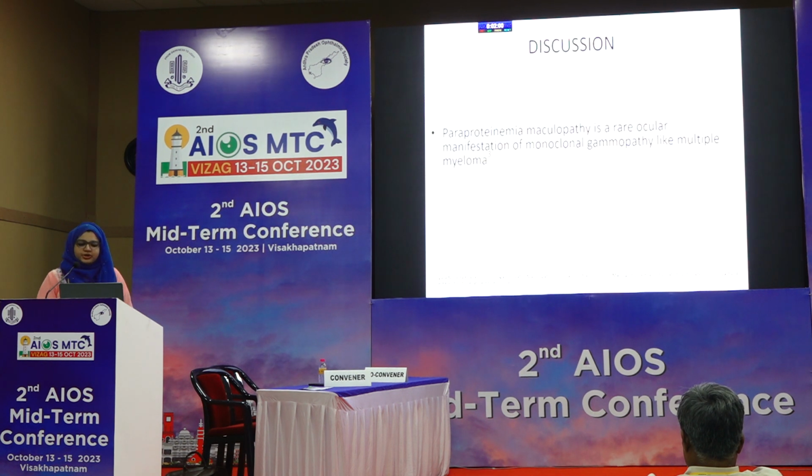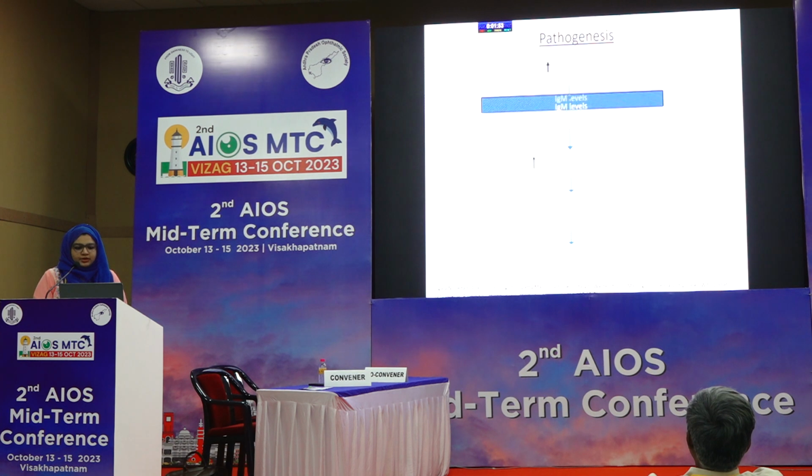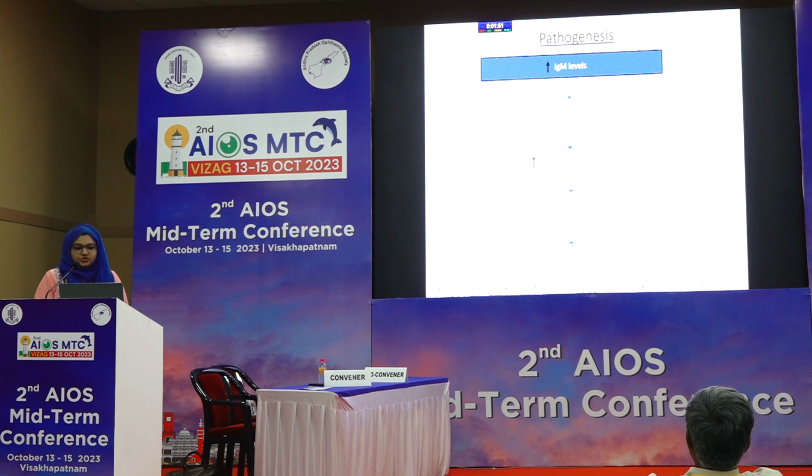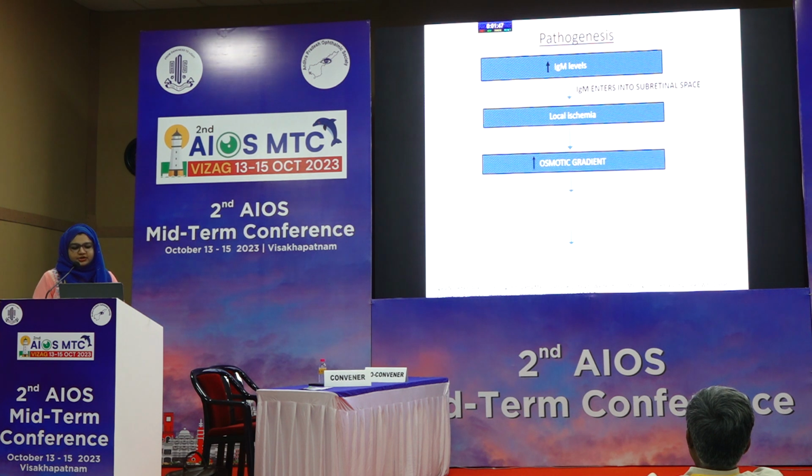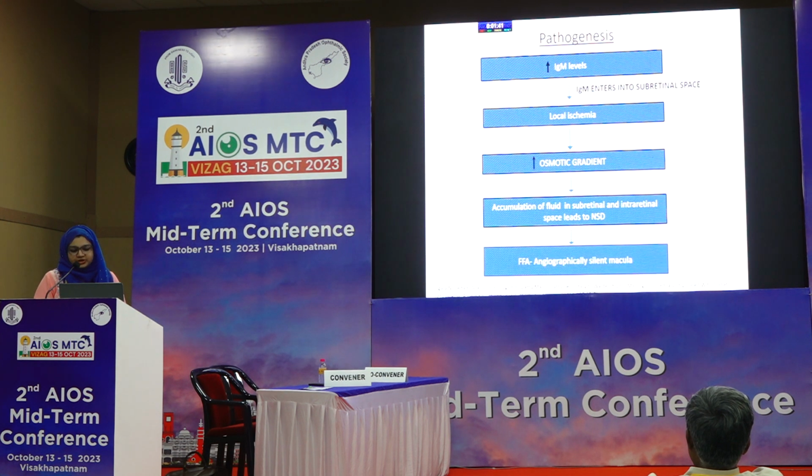Discussion. Paraproteinemia maculopathy is a rare ocular manifestation of monoclonal gammopathy like multiple myeloma. There is an increase in the level of IgM which enters the subretinal space causing local ischemia and an increase in the osmotic gradient, causing accumulation of fluid in the subretinal and intraretinal spaces and neurosensory detachment, thus showing on FFA as angiographically silent macula and excluding breakdown of the blood-retinal barrier.